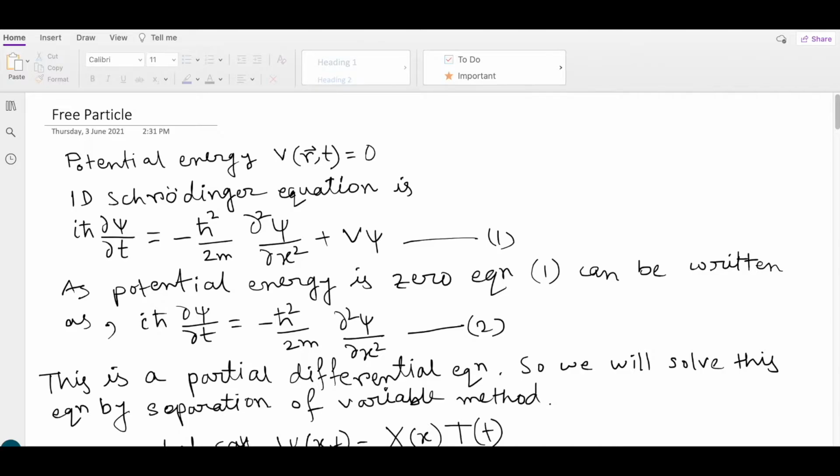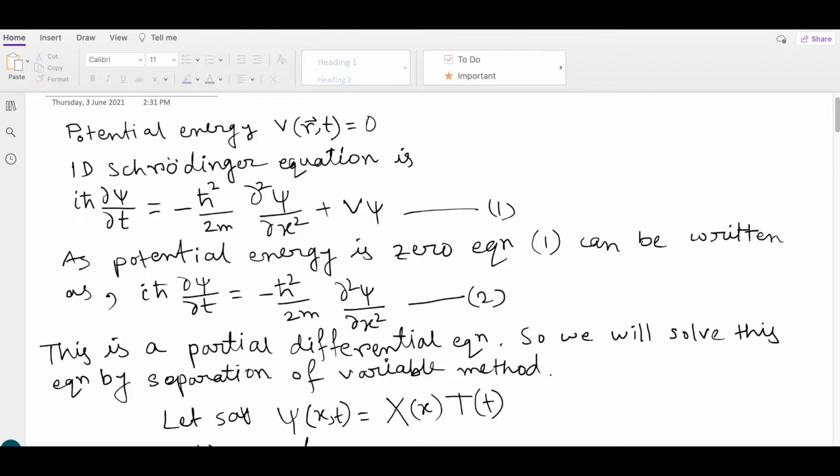Today we will be discussing the free particle in quantum mechanics. So let's get started. What is a free particle? A particle which is free to move anywhere in space is known as a free particle. So there is no force acting on the particle. As there is no force, the potential energy is constant, and conventionally we choose the potential energy as 0.